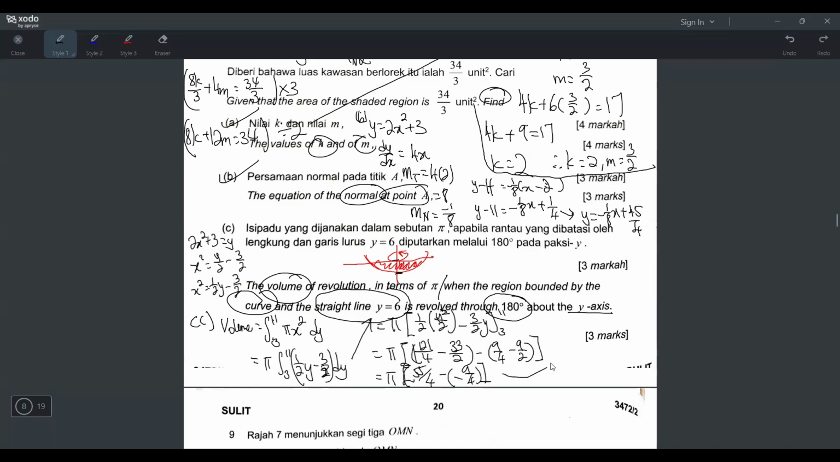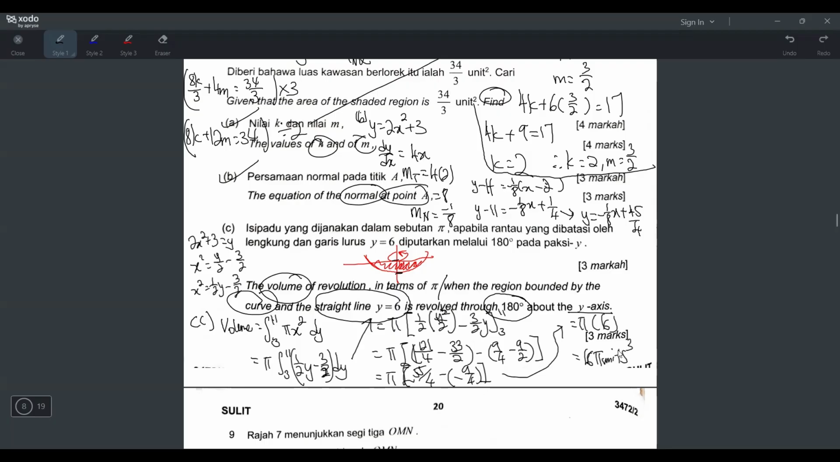Okay, now let's continue here. So equals pi times, what is 55 over 4 plus, minus minus becomes plus, so 55 over 4 plus 9 over 4. So let's press. Okay, my calculator gives me 16. 55 plus 9 divided by 4, yeah, 16. So the answer here is 16 pi units cube.